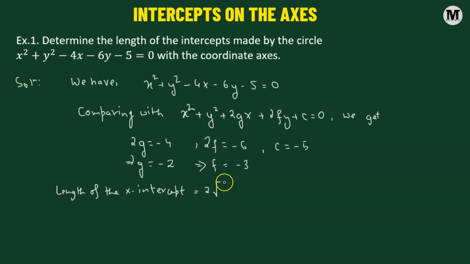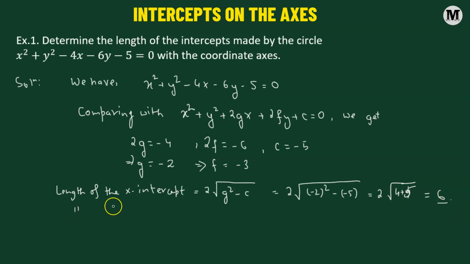This is 2 times square root of g squared minus c. We'll substitute the values. So we have 2 times square root of g squared. So g is negative 2, so squaring it gives us 4. So we have negative 2 squared minus c. So c is negative 5. This is going to give us 2 times square root of 4 plus 5. So 4 plus 5 will be 9. So square root of 9 is 3. So our length of the x-intercept is going to be 6.